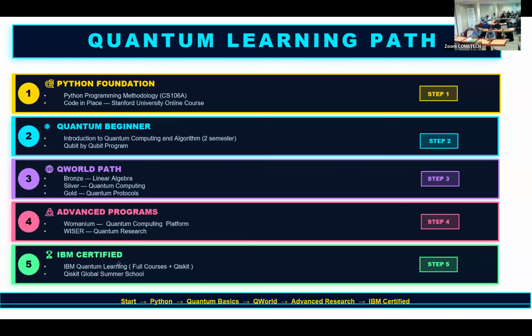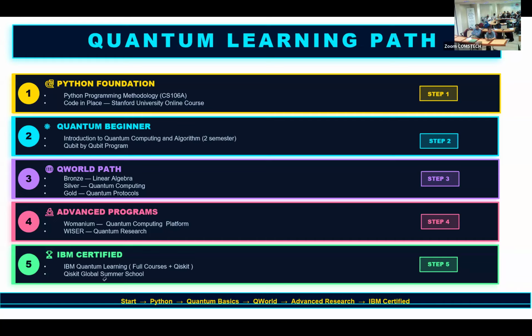Next is the IBM certification. You can go to the IBM website and make your account over there. There are a lot of courses. They will take you from the basics of quantum information and computing, then step by step there are more courses, and there is coding as well, and everything in Qiskit is available on IBM for free. You just need to have time and the desire to learn.